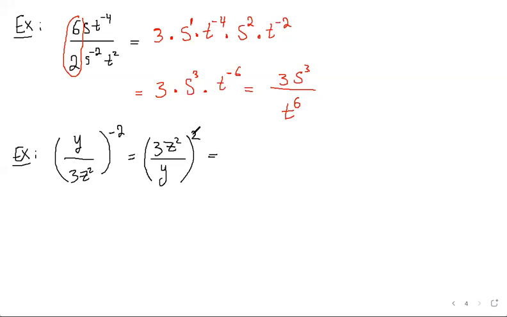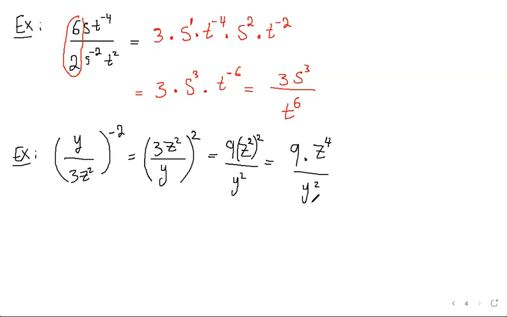Now I distribute the 2 inside. What does that give me? So 9, z to the 4th, because 2 times 2, over y squared. This is equal to 9 times z to the 4th power over y squared. Okay, any question for this one?